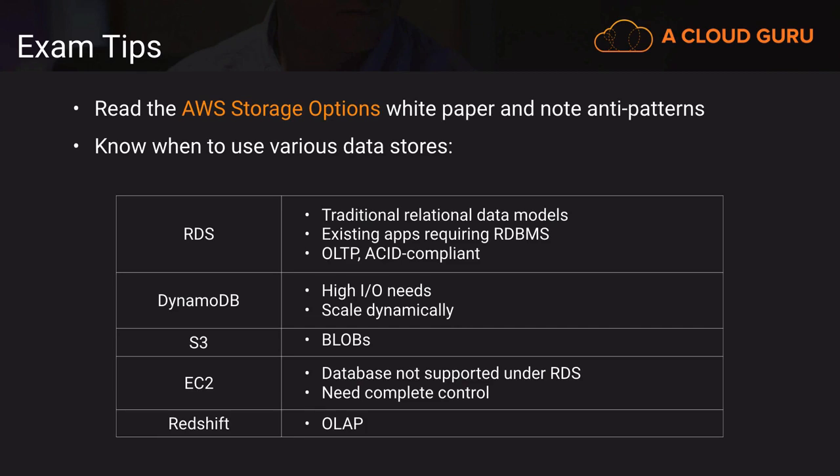For instance, when the question asks for an OLTP or ACID compliant data store, then RDS is your answer. If it talks about storing blobs, then S3 is the best choice. And if it mentions something about needing complete control over the database, then that should lead you to the EC2 option.